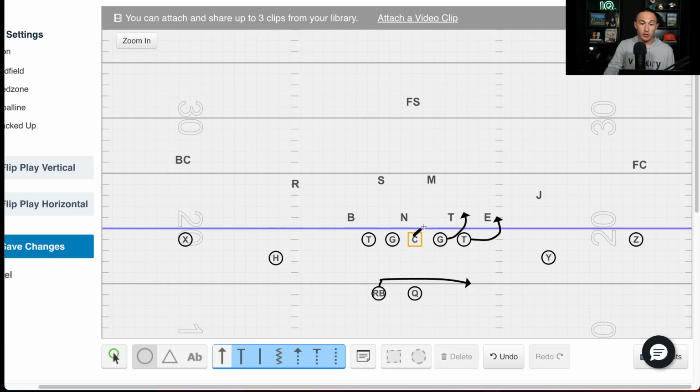So we're going to secure ourselves, make sure no one penetrates on the backside, and then we're going to work up to the second level. Same thing here. I've got to try to reach to cut off, and then reach to secure the gap, make sure there's no stunts or anything, and then get to the second level. But you'll notice holes will start to open up if the defensive lineman doesn't move. If they just stay where they're at, that's where you see these gaping holes.